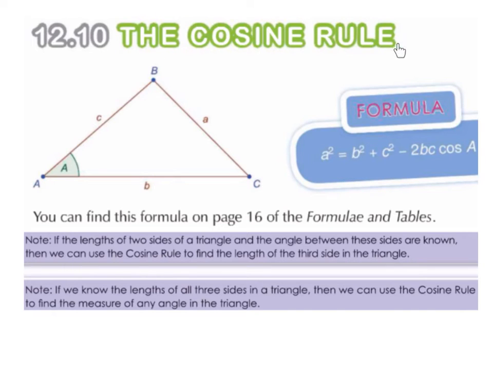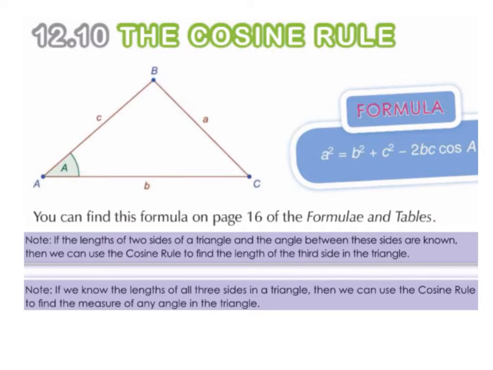The cosine rule. So you can find this formula on page 16 of your formula and tables. And the formula is a squared equals b squared plus c squared minus 2bc cos A. So we use the cosine rule with non-right angled triangles to find a missing side or a missing length.